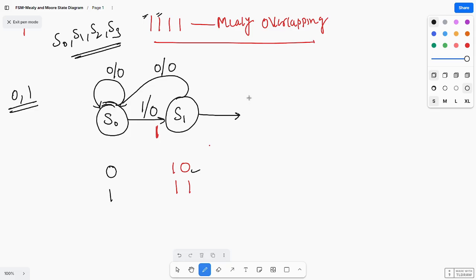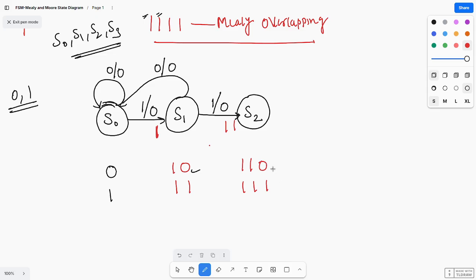Okay, so it will go to which state? S2, and here input is 1 and output is 0. So here I got the sequence 1 1. Okay, and at S2 I need to check for what? 1 1 0 and 1 1 1. I need to check for two cases.